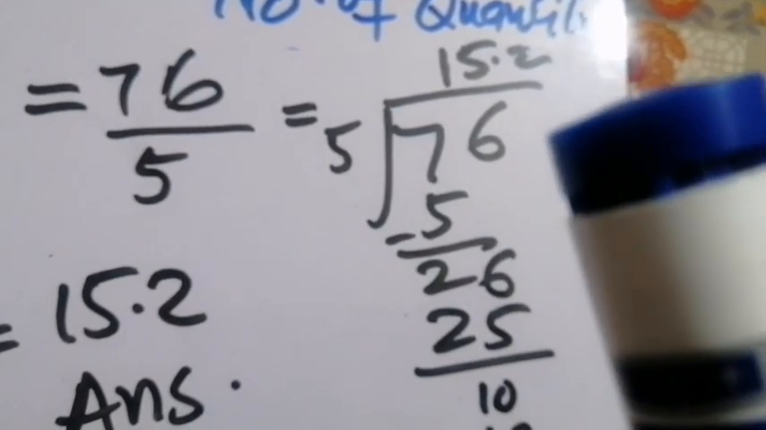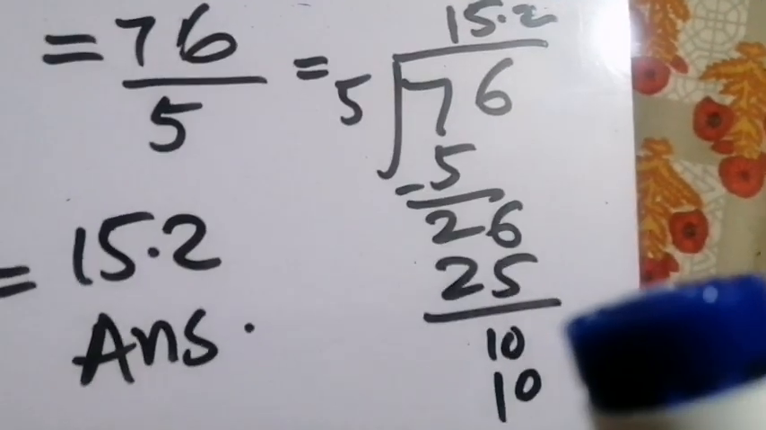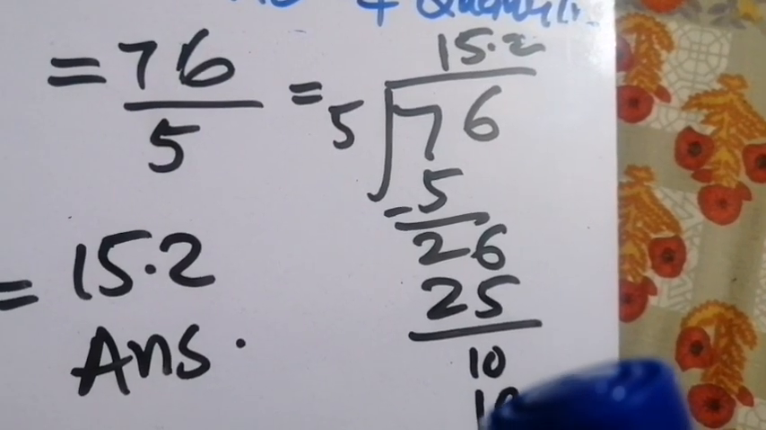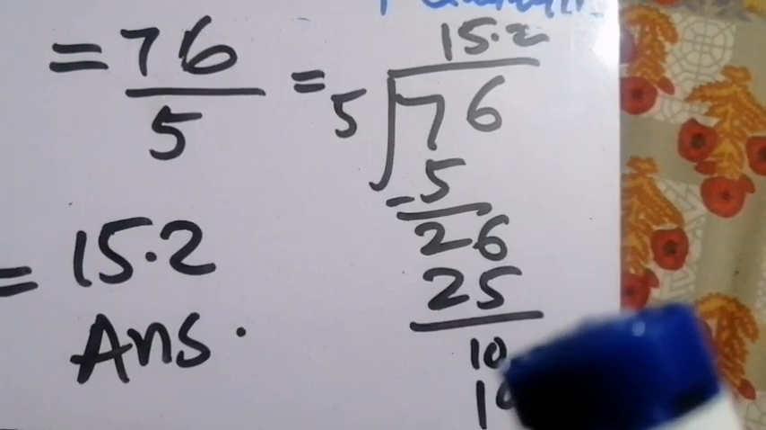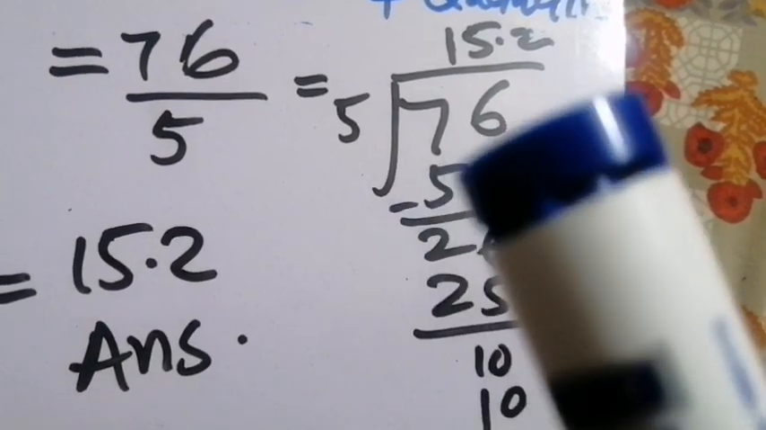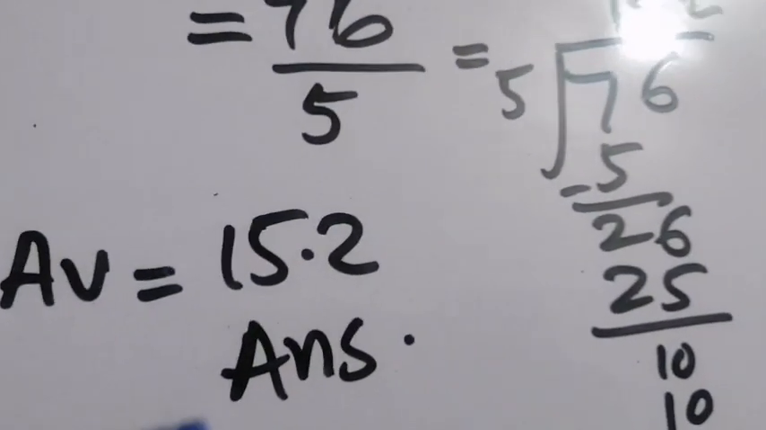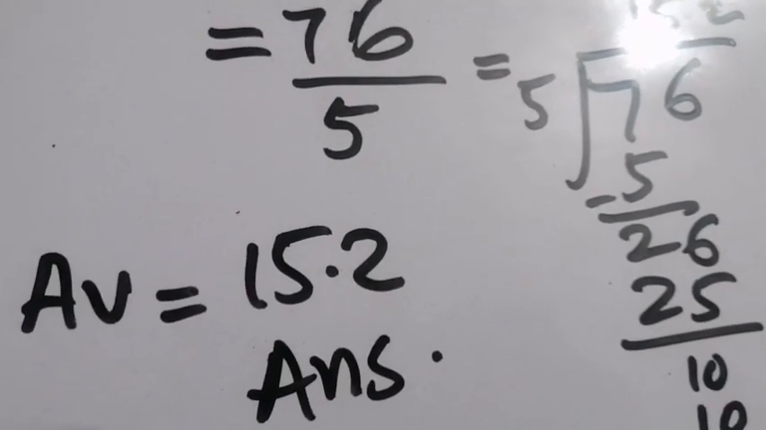Then we will place a point here, and we will place 0 over here, as we do in decimal division, finding out the decimal. So we will put the point over here, and 0 will come here. 2 5s are 10. So our answer is 15.2. So the average of all these above values is 15.2. This is our answer.